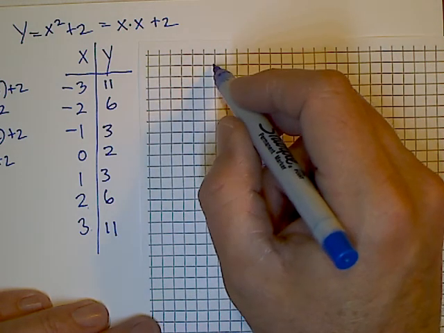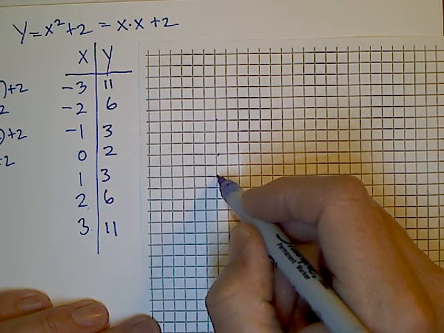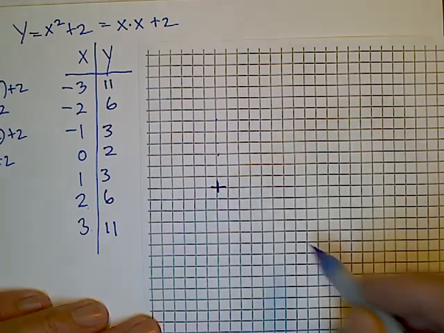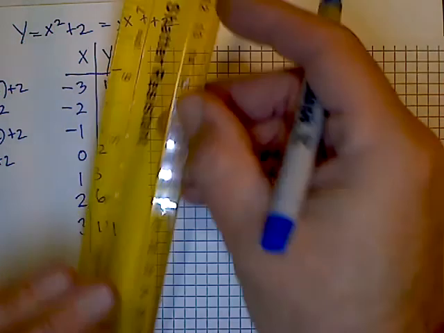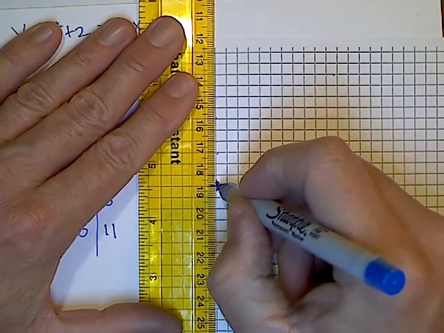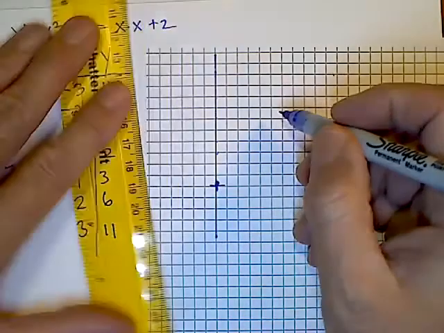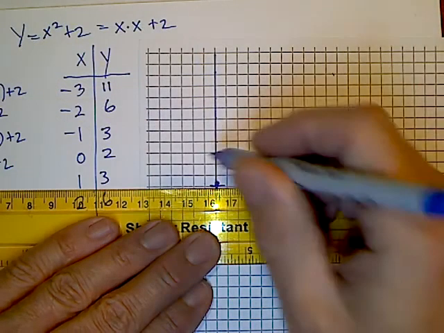So I'll count down 1, 2, 3, 4, 5, 6, 7, 8, 9, 10, 11, 12. I'll count down 12 so I have enough room. So right here sounds like a good place for my origin, the center of your graph. Okay. Then draw a nice straight axis. If you've got a straight edge, it's always good to use a straight edge to make straight lines, and then my x-axis as well.